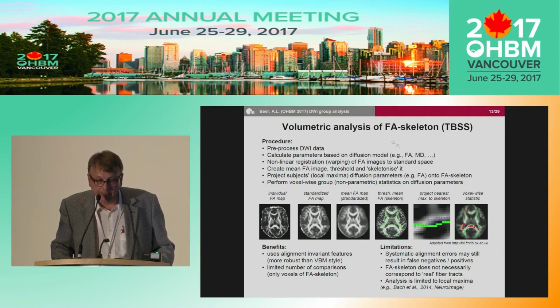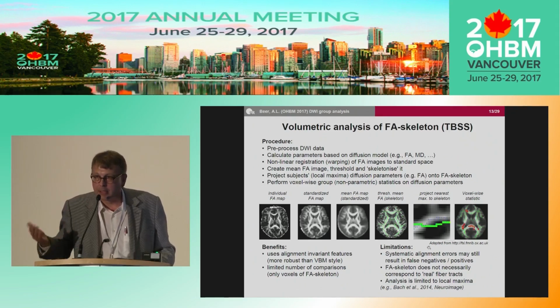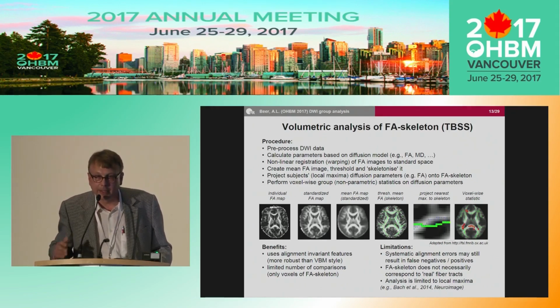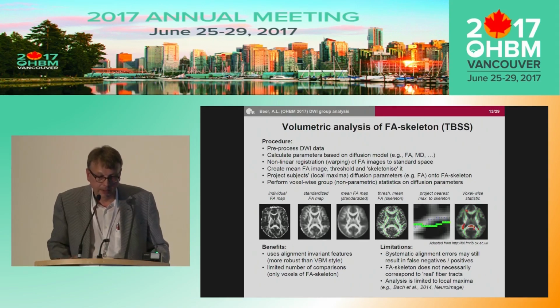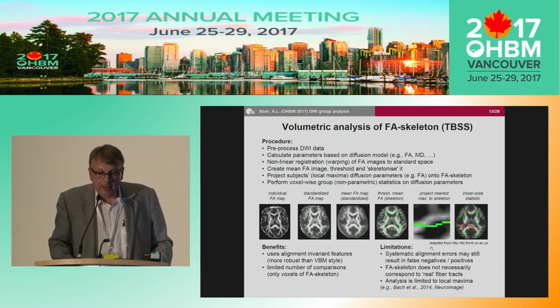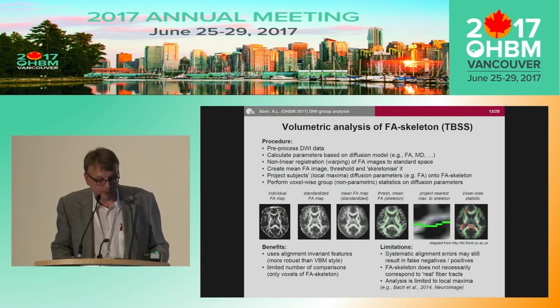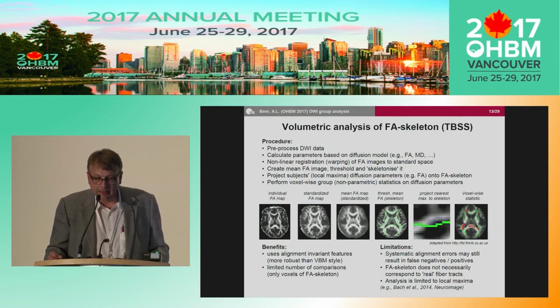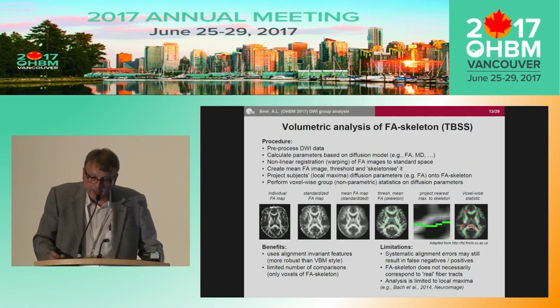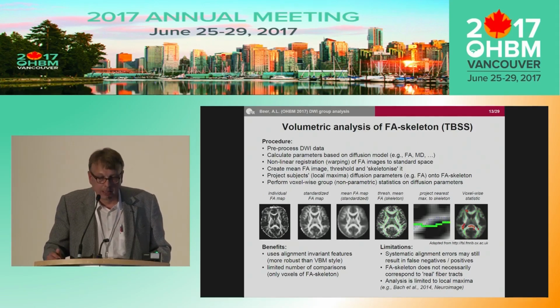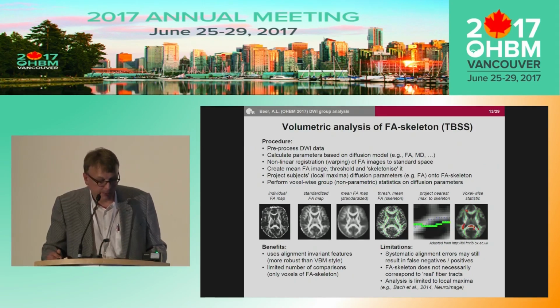I call it FA skeleton rather than a tract skeleton, because as Alexander Lehmann this morning already pointed out, it's basically an FA skeleton. It's not really a tract skeleton. There are some limitations with this approach, however, to be considered as well. One is that there may still be some alignment errors with this approach. And as already mentioned, the FA skeleton is not really corresponding to real fiber tracts. Another limitation is that the analysis is limited to local maxima.